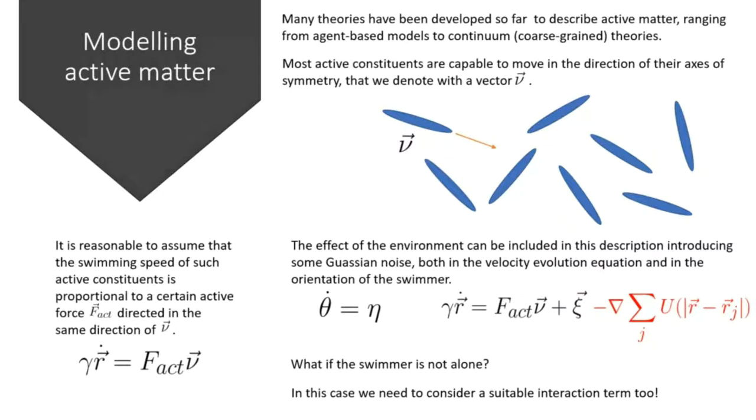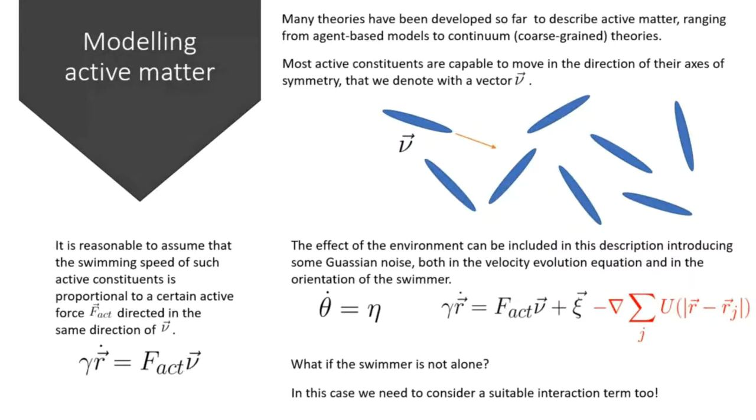And then you may think to include into your description the effect of the environment through some Gaussian noise, both in the velocity evolution equation or in the orientation of the swimmer. And you can even model the presence of many swimmers by adding self-interaction terms among different swimmers.